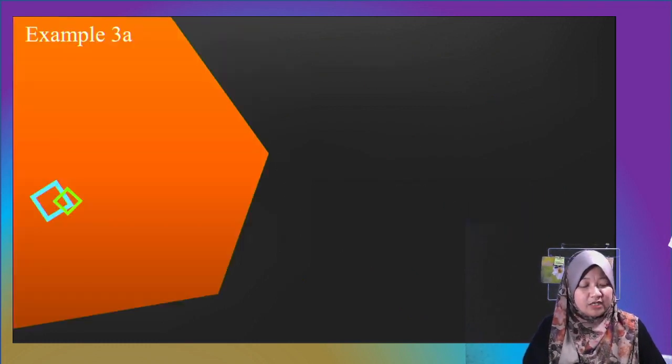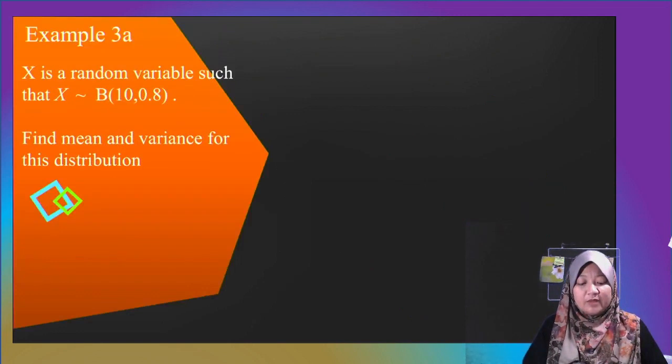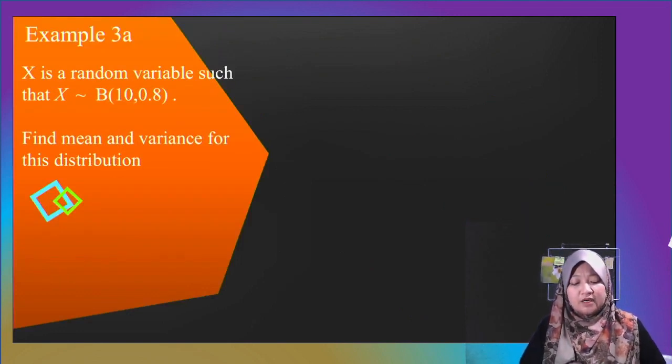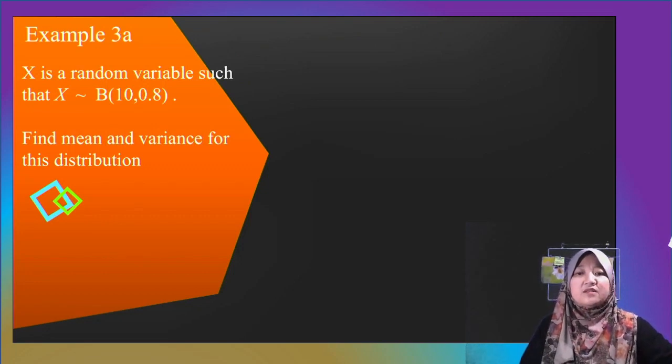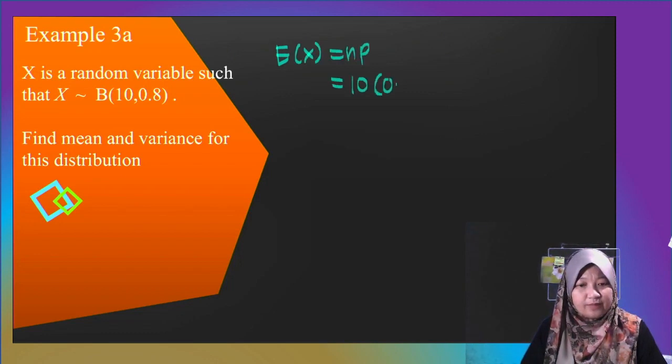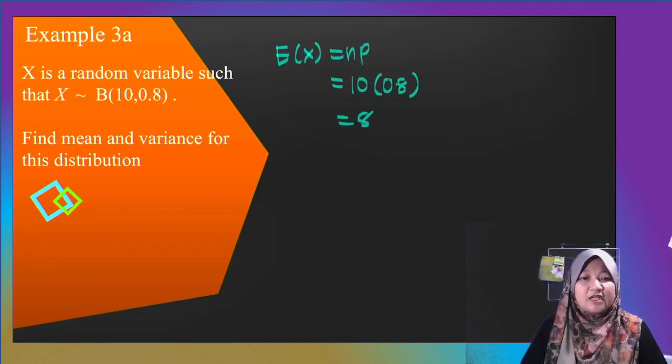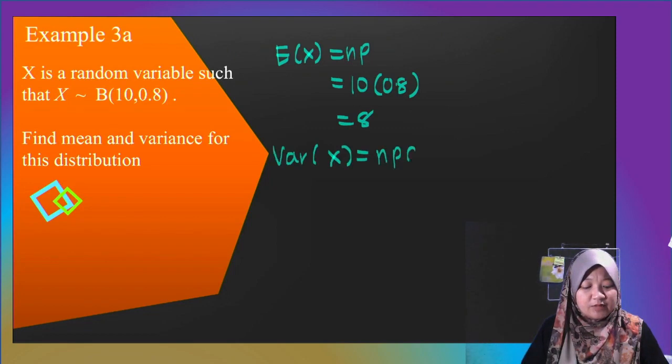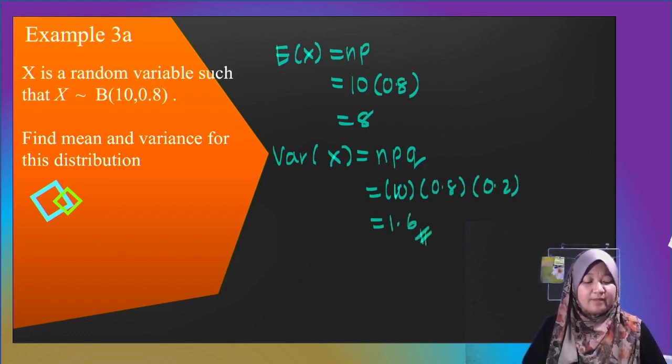Okay, so kita lihat contoh. X is a random variable such that N is 10, P is 0.8. Find the mean and variance. So, mean adalah N darab P. So, kita darab saja. Okay, kita dapat 8. To cari variance, formula dia is N times P times Q. So, N is 10, P is 0.8, Q is 0.2. So, we have 1.6. Super easy. Okay, next.